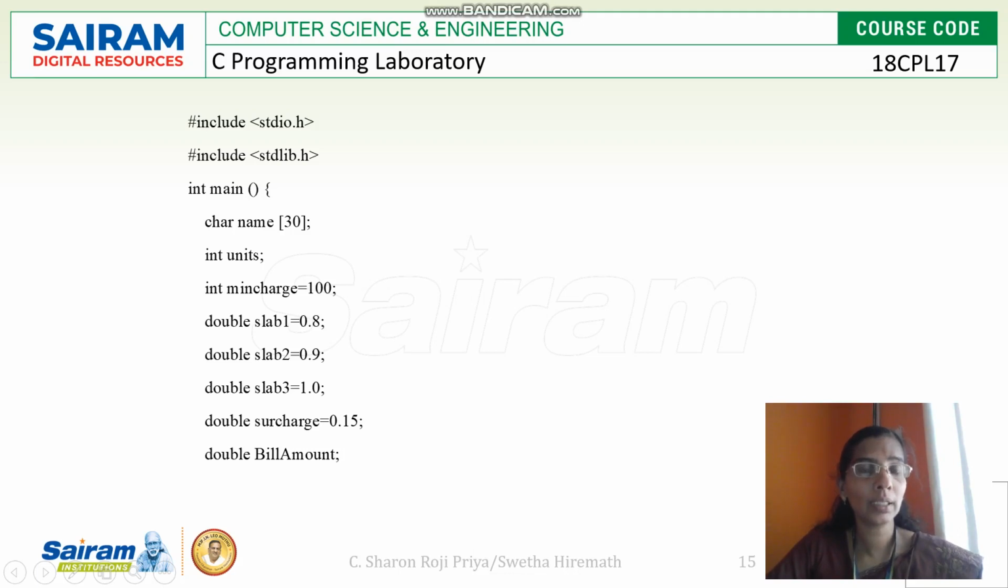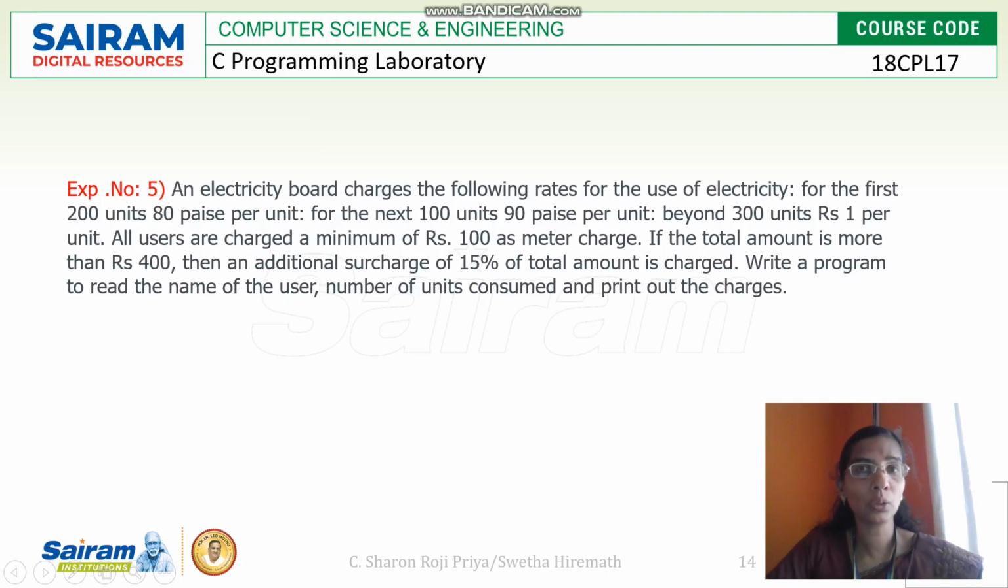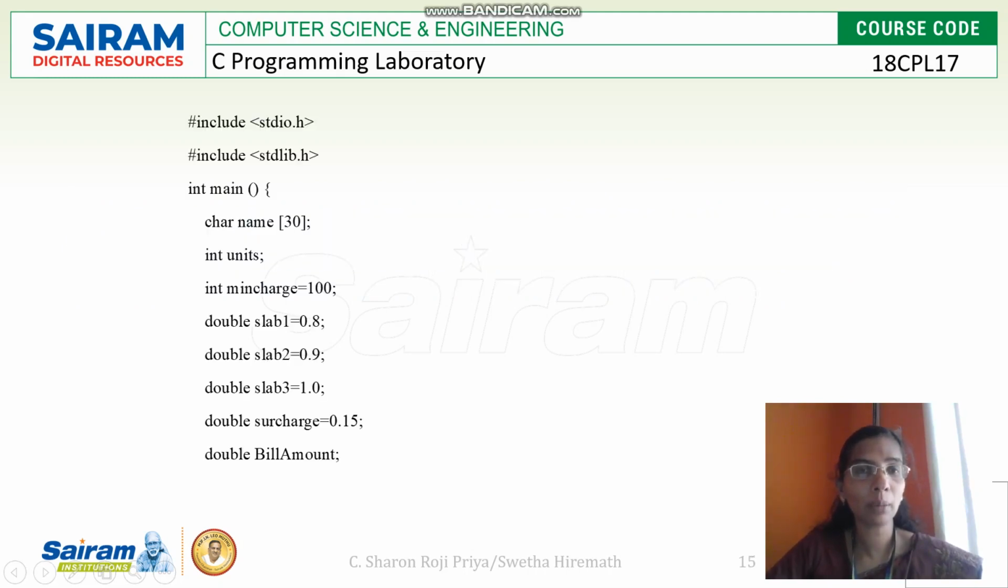And units is an integer value. The minimum charge of 100 I have to charge every user, that is also integer data type. And remaining slabs, I have 3 slabs according to the question. For the first 200 it is 80 paisa, next 100 it is 90 paisa, and beyond 300 it is 1 rupee. These 3 slabs I have taken as slab 1, slab 2, slab 3, with the data type double: 80 paisa, 90 paisa, 1 rupee.